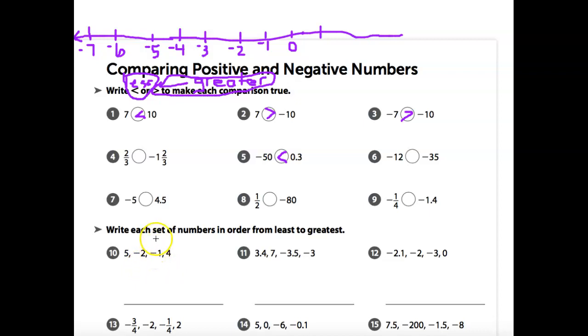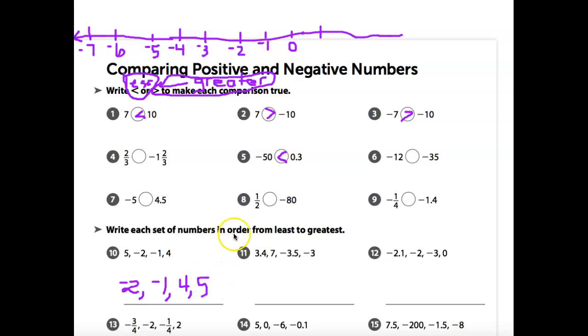So which one is farthest from 0? Here's -1, here's -2. So -2 is farther away from 0 than -1, so -2 is your smallest one. And then -1. And then this is easy because we know that 4 comes next, and then 5 is the greatest. You see how that works?